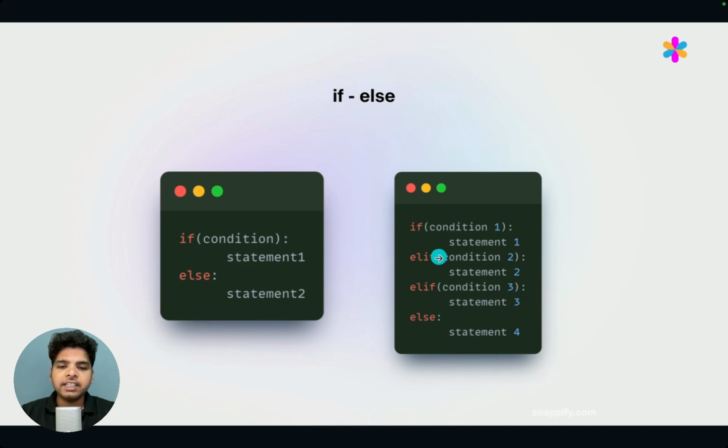And there is another thing, elif. In spite of one condition, if there are multiple conditions, then we use this elif. So here first it will check for condition 1, and if condition 1 is true, then it will execute this statement. Otherwise it will check for condition 2, and if condition 2 is true, it will execute statement 2, and then the remaining code will not be executed. But if condition 2 is also false, then it will check for condition 3, and if condition 3 is false, then it will go to the else block.